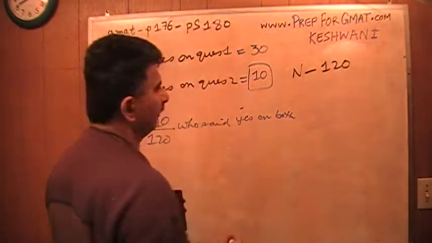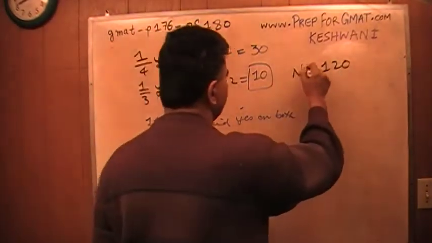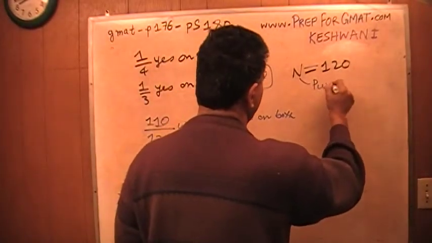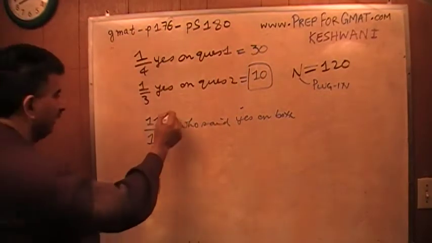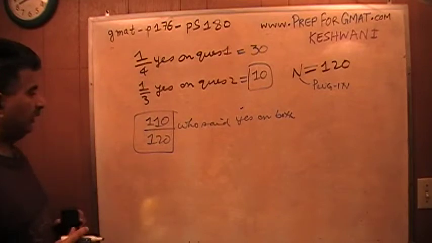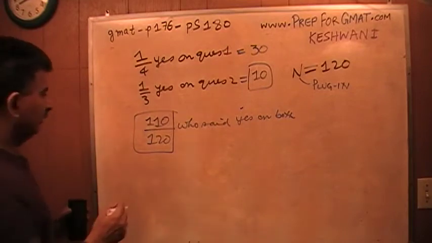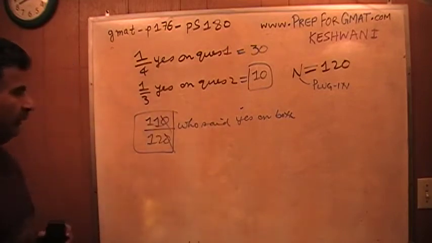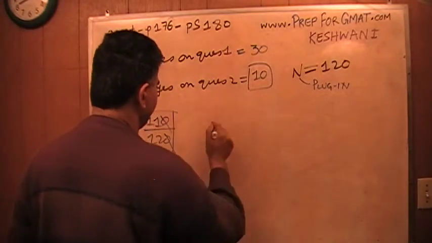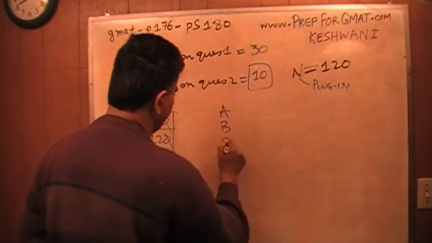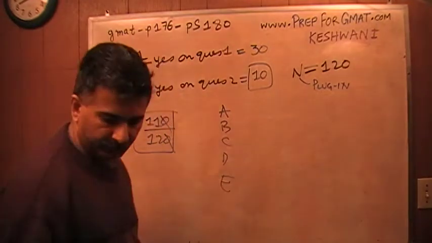This is the number that I'm making up. I just pretend that n equals 120. I'm just plugging in, substituting. So this is my answer. 110 over 120 is what I'm looking for. If you simplify this, 11 over 12 is what I'm looking for. Whichever answer choice gives me the 11 over 12, that's the answer. Let's do it out. Let's see what happens.